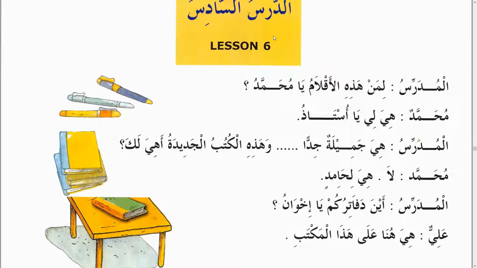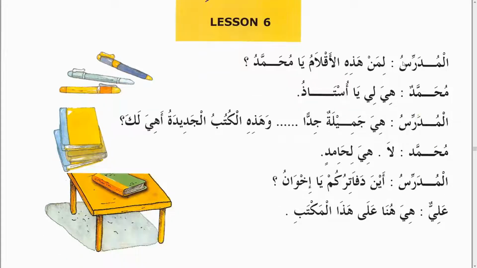So let's begin the lesson. Al-Mudarris, the teacher says, Liman hadhihi al-aqlamu ya Muhammadu. See, liman, we've learned in the previous lessons, liman is whose, because li is a harfu jar, a preposition, and man is who. So liman is for whom or whose, right? Like Allah subhanahu wa ta'ala will say on the day of judgment, limanil mulkul yawm, lillahil Wahid al-Qahhar. He'll reply on his own and he'll say Lillahi al-Wahid al-Qahhar.